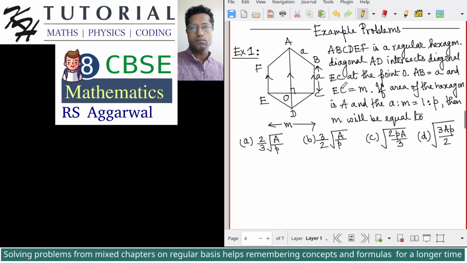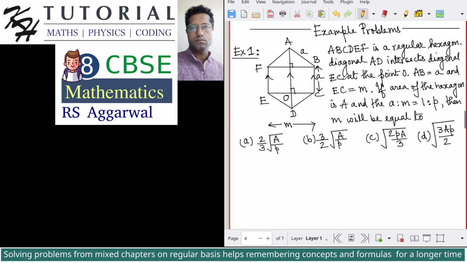How do we know AD? AD will be one parallel side of the two trapeziums. How do we know AD? Now, if I join also FB, this will also be perpendicular.